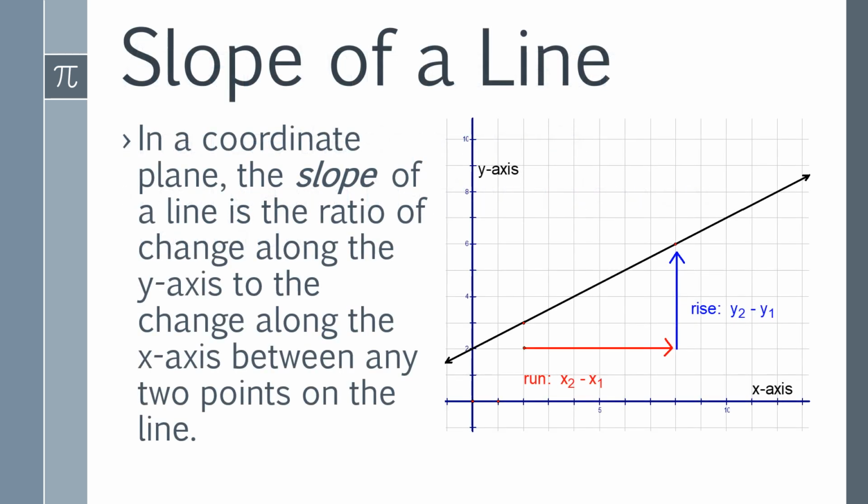Okay, so in a coordinate plane, the slope of a line is the ratio of change along the y-axis to the change along the x-axis between any 2 points on the line. So what we're saying here is as we move up this path, we're going to rise up and there is going to be a run.